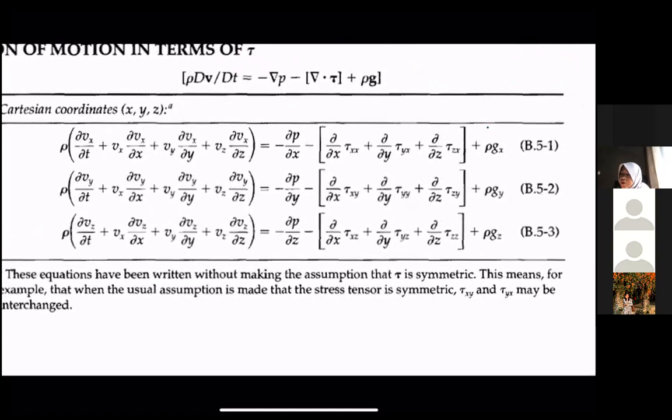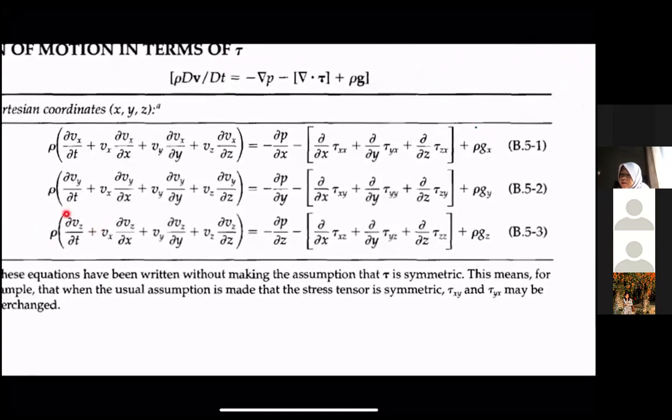So dou vz over dou t. This tells you whether the system is steady or unsteady. The system is steady, so there is no change of velocity with time, so this is equal to 0. We also know that vx is equal to 0, so this is 0. vy also equals 0. Dou vz over dou z equals 0 from the previous equation of change, so this is also 0.